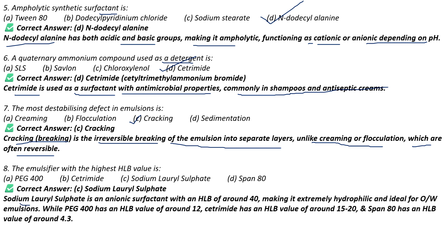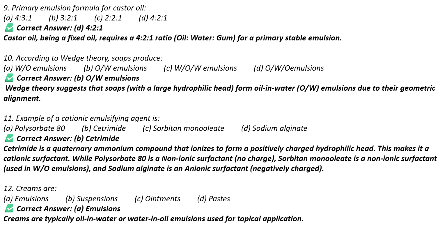So sodium lauryl sulfate is an anionic surfactant with an HLB value of around 40, which makes it extremely hydrophilic and ideal for oil-in-water emulsion. While PEG 400 has an HLB value around 12, cetrimide has an HLB value around 15 to 20, and Span 80 has an HLB value around 4.3. So we can see option C, that is sodium lauryl sulfate, is the highest HLB value containing compound out of these given four options. So moving on to the next question.